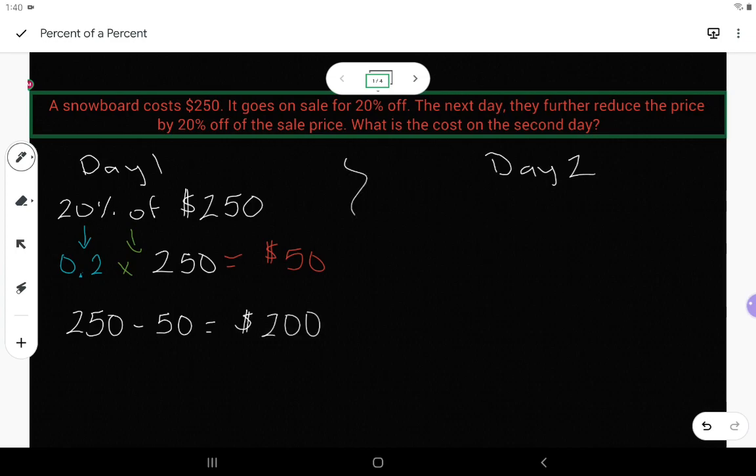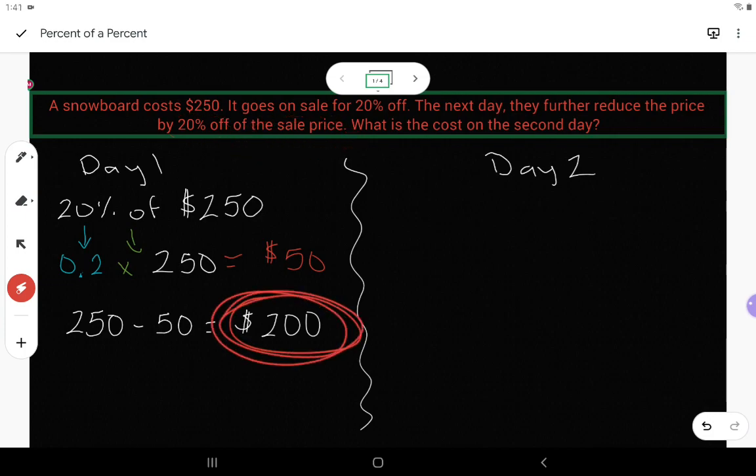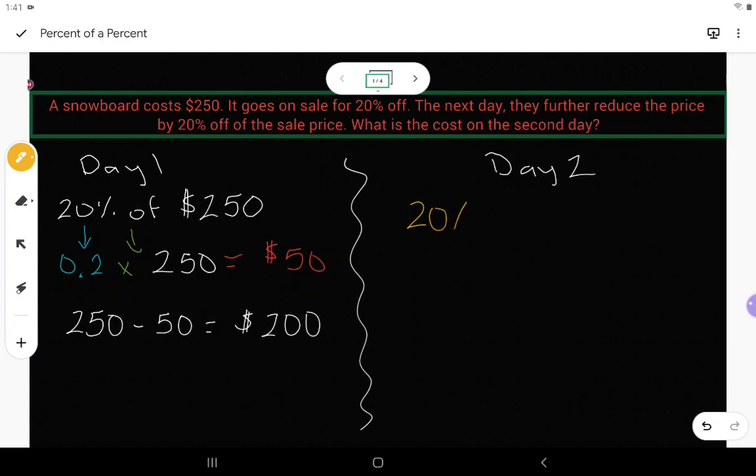Okay, now on the second day, here's the key word. The next day, they further reduce the price by 20% off the sale price. So I have to take this sale price from day one and move it to my day two. So I'm not going to have the same 20% that I did in the first question. I'm taking 20% of my sale price, which is the $200. Okay, so they are taking the percent of an already reduced item. So it's percent of a percent.